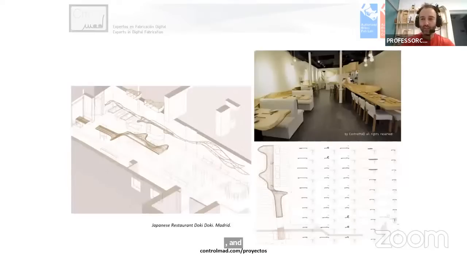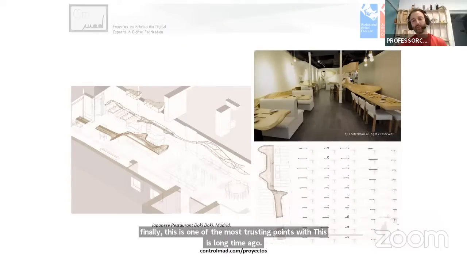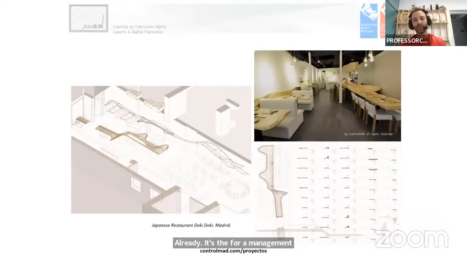And finally, this is one of the most interesting projects we did. This is a long time ago already. It's the refurbishment of a Japanese restaurant. And I like it because of its simplicity. For example, the piece on the right in the picture, it's just a loft. If you are familiar with Rhino tools, loft is just a tool that connects curves and that's it.